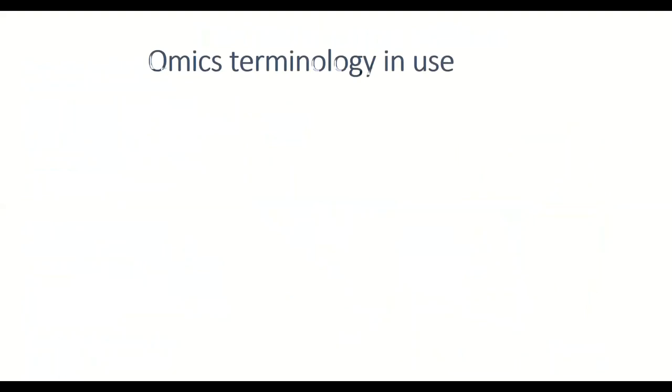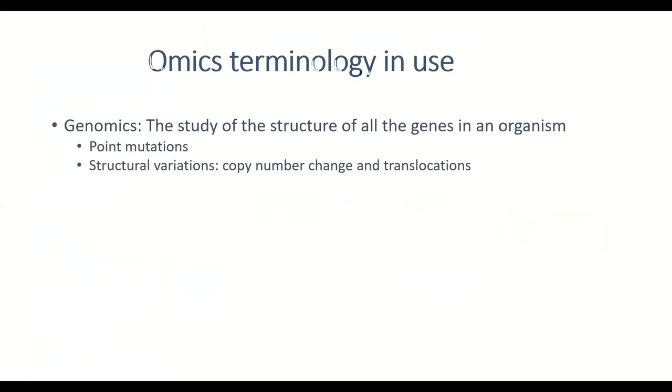And here I just want to explain a couple of so-called omics terminologies, as I show in the schematic flow chart. First, the terminology genomics. So genomics is the study of the structure of all genes in an organism. Okay. And what does structure mean? Basically, we care about the mutation, whether the nucleotide is mutated or not. And we also care about structural variation, to see if there is a copy number change or not.